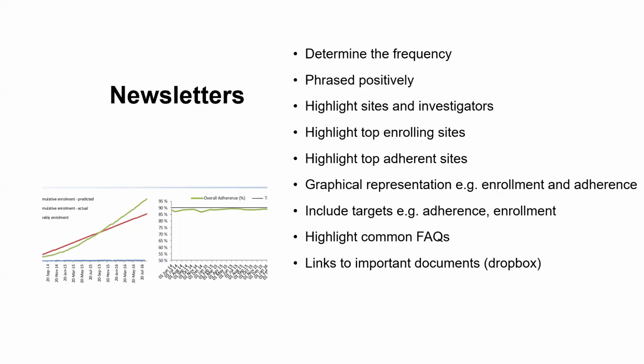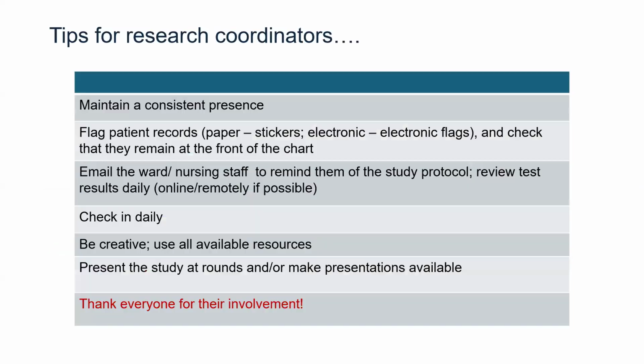Let people know what the targets are. You may have sent out the manual of operations and you have the target in the manual of operations, but not everybody is going through such a detailed document. They need to see it over and over and quickly. Include them. Highlight common frequently asked questions. If someone has asked a question at one site, someone else might be thinking about it at another site. It'll make it easier for you when you list them. And then ensure that there are links to important documents, whether you use Dropbox or, if you have the funds and personnel to create a website, then do that as well.